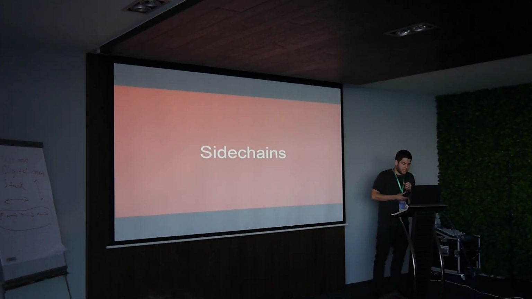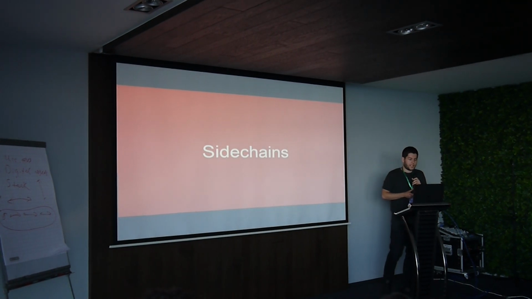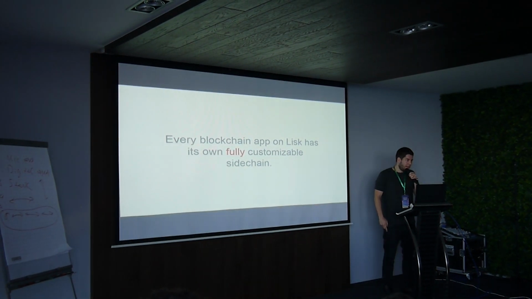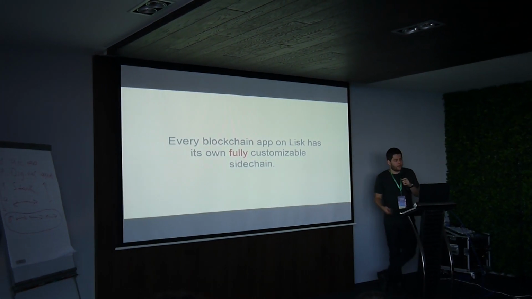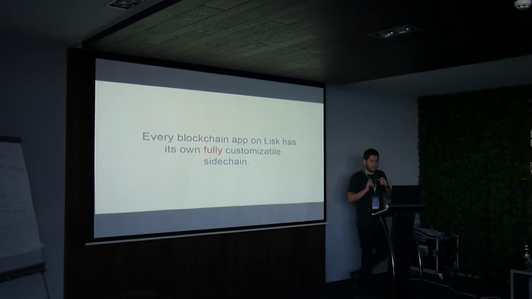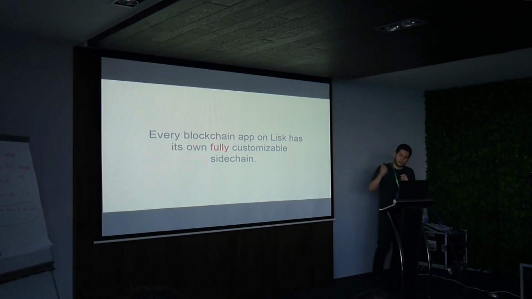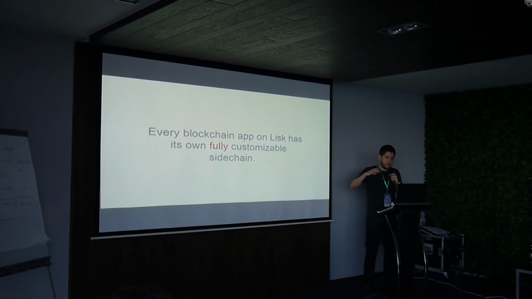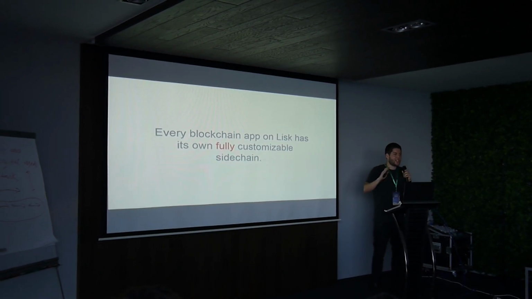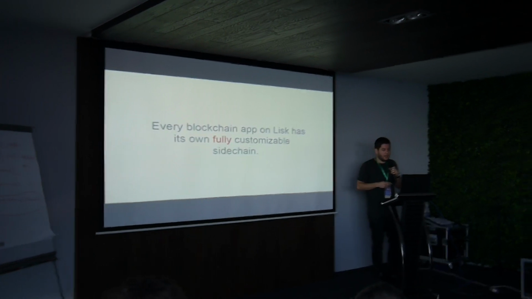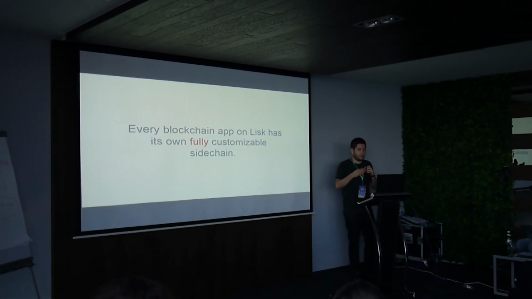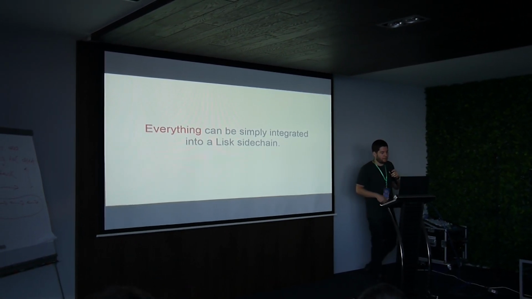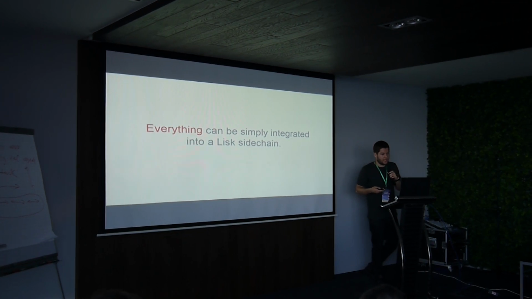I mentioned that we are utilizing sidechains, and that means every blockchain app on Lisk has its own fully customizable sidechain. Fully customizable means that you can integrate your own consensus algorithm, your own block time structure and so on. But on a very low level, you can also decide to not change anything and just run with our framework if you really just want to concentrate on your app and you think all that we offer is great enough. And practically everything can be implemented into such a Lisk sidechain. This is the structure.